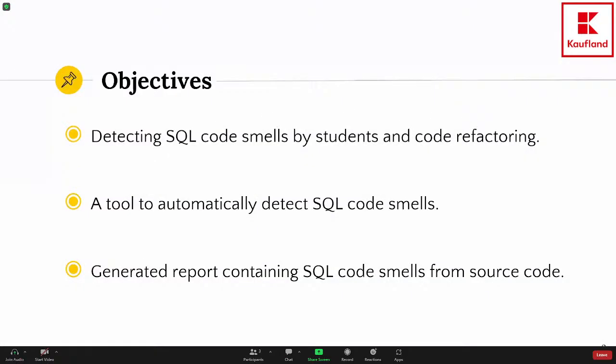There are three objectives that I wanted to achieve: detecting SQL code smells made by students and code refactoring, and then a tool to automatically detect SQL code smells that generates a report with those SQL code smells.